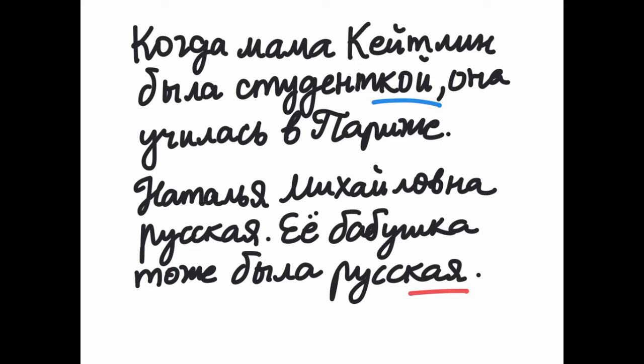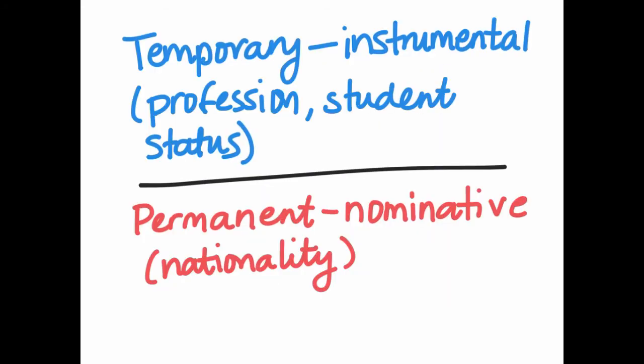Когда мама Кейтлин была студенткой, она училась в Париже. Versus Наталья Михайловна русская, ее бабушка тоже была русская. Why in the first example do we have instrumental, whereas in the second example we have nominative? And I do have to say that this can vary depending on some different factors. So you might hear one or the other, nominative or instrumental, in the past, and there might be variation. But in this case, why do we tend to have one versus the other?